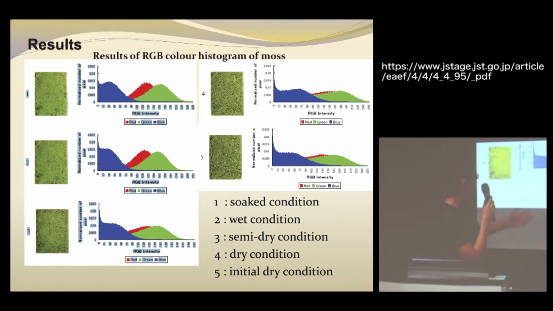Here are the results of the RGB histogram of the moss. We can see that on 1 and 2, these two are the soaked condition and the wet condition. We can see that they have almost the same color histogram. We can see that the more dry they are, the less intensity we have, and the lower the number of normalized pixels we have.